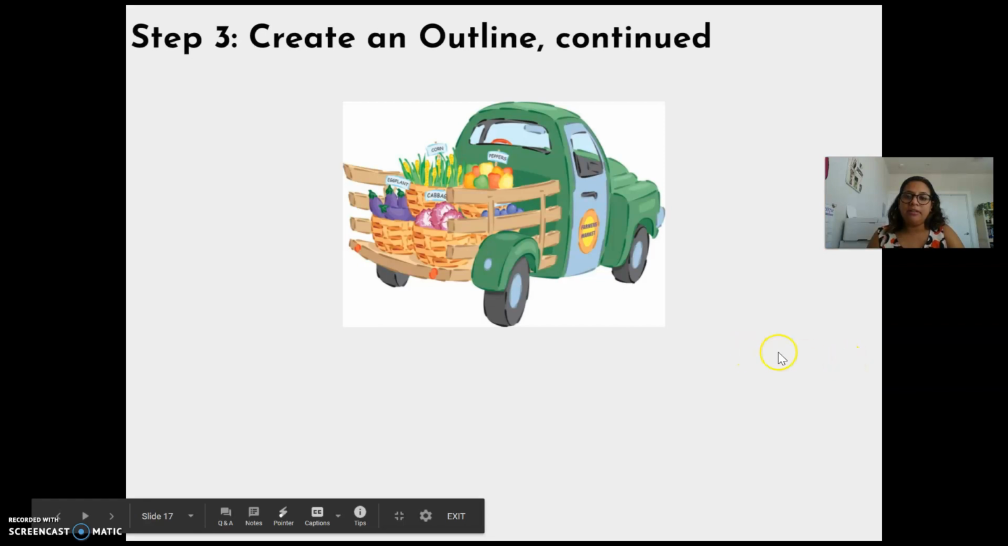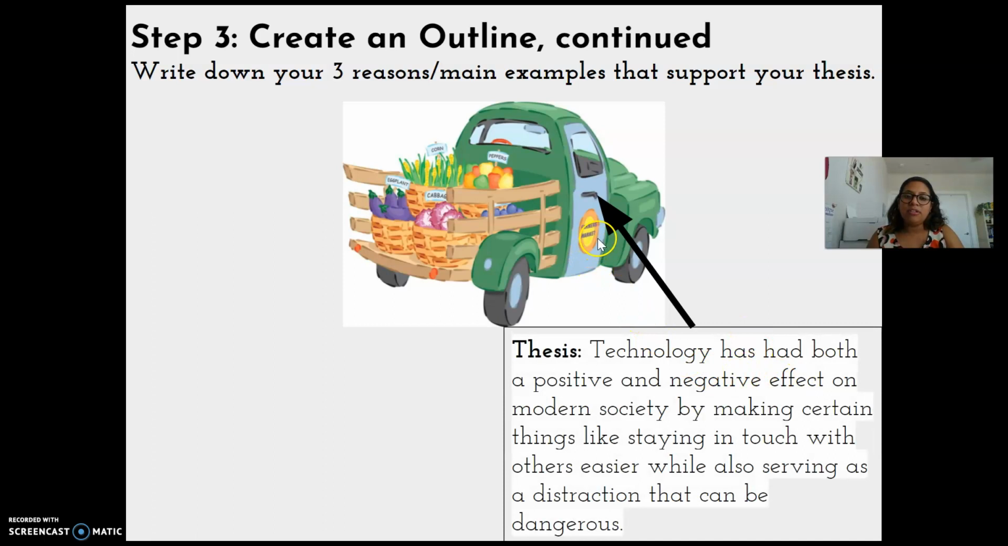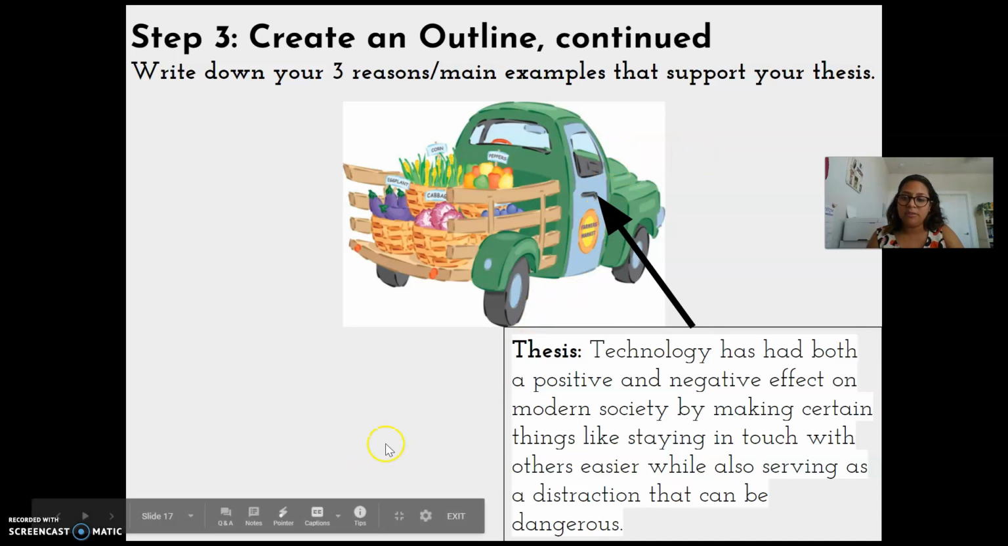Continuing on into our outline, once we have our thesis, we need to now write down our 3 main reasons, examples that support our thesis. I want you to think about your thesis as a pickup truck heading to the farmer's market. Okay, this is going to remain the same no matter what as you're going through your essay, but what can be unique and different are the baskets of fruits and vegetables that are in the back of the pickup truck. These are your 3 distinct reasons or examples that support your thesis. And at the end of the day, all of these items will end up at the same destination, which is the farmer's market.